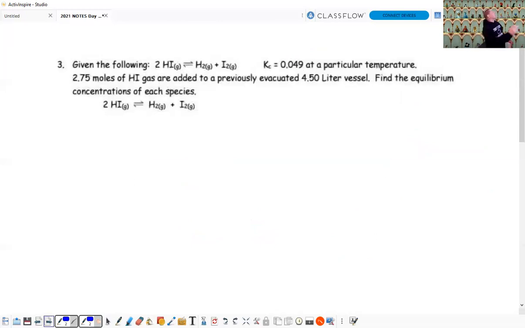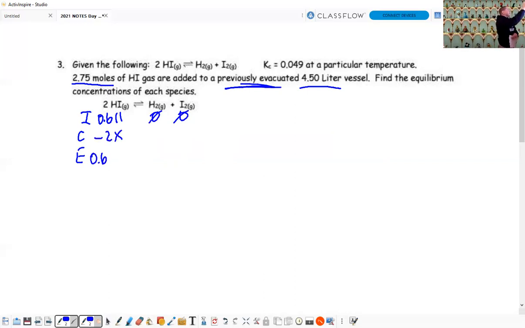Number 3. Once again, we're going to do an ice chart. I wrote the reaction for you here to make it a little easier. We're given a particular temperature. Now we have 2.75 moles. So here again, we have moles, not molarity, and so we do have to find the molarity. So 2.75 divided by the volume, 4.5, gets you 0.611 molar to start with. Previously evacuated, so none of that, none of that. It has to go to the right.